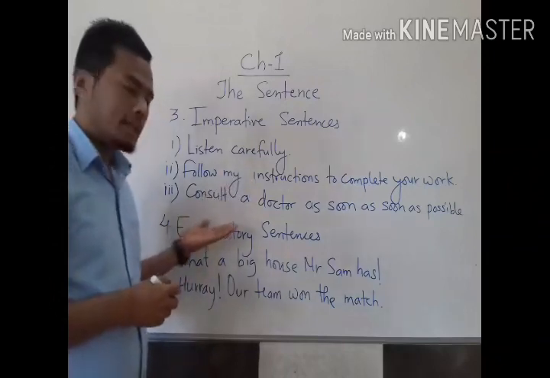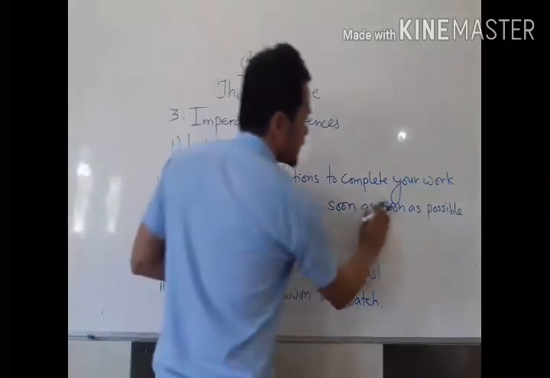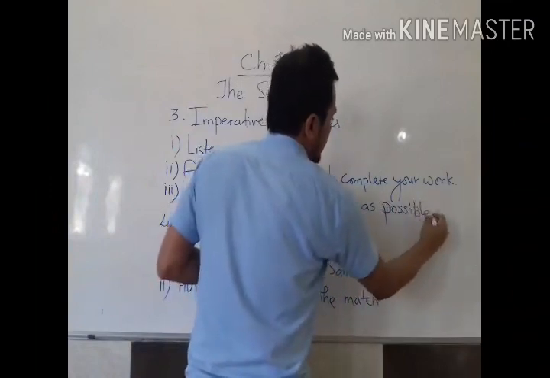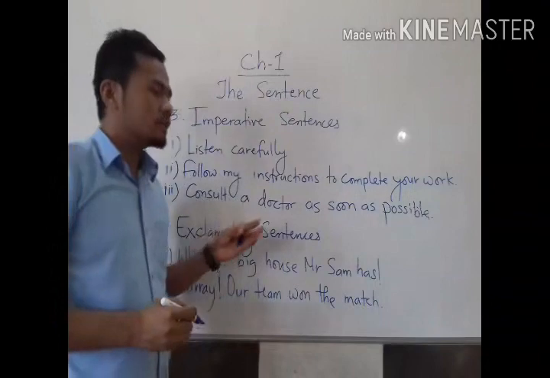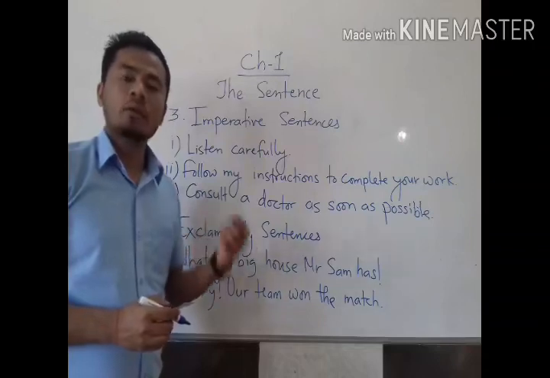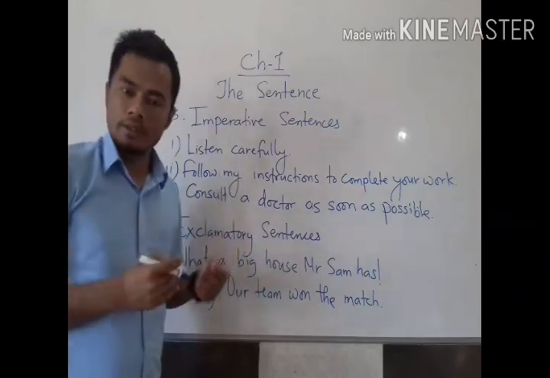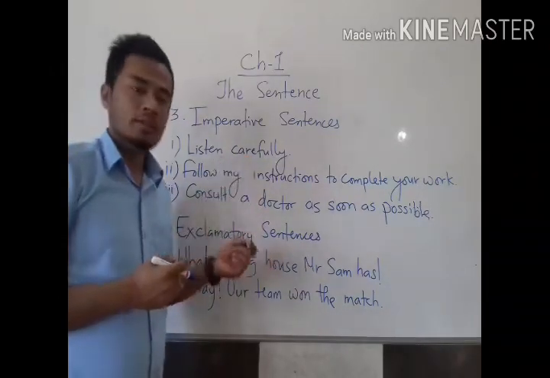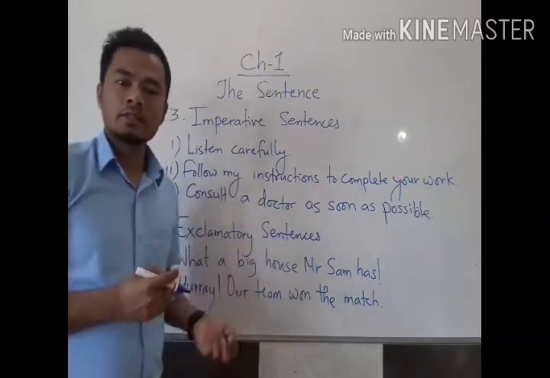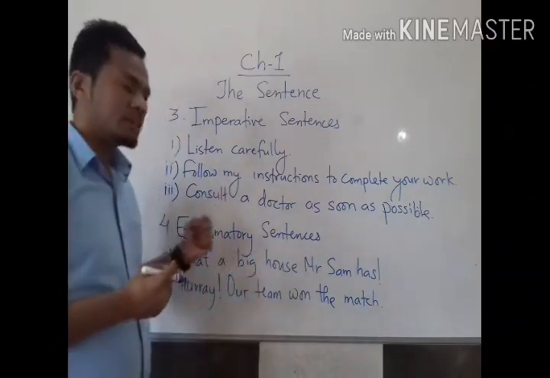Now come to the next example. Consult a doctor as soon as possible. See, as soon as possible. This is a kind of suggestion or advice, so this is also an imperative sentence. We can also take some more examples like, please help me to carry these books to the library. This is also an imperative sentence. So imperative sentences are commands, requests, suggestions or a piece of advice. Understood? Now come to exclamatory sentences.